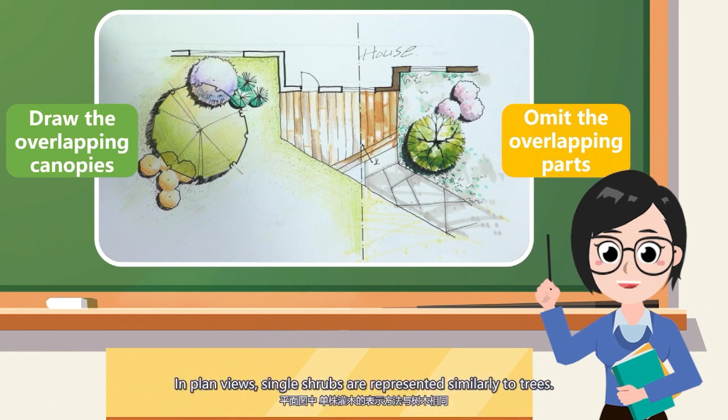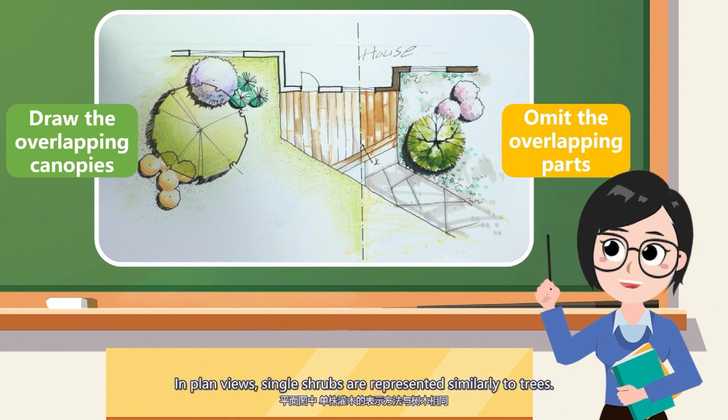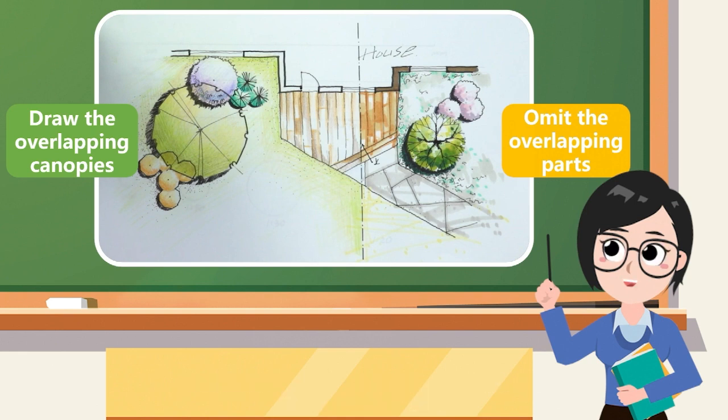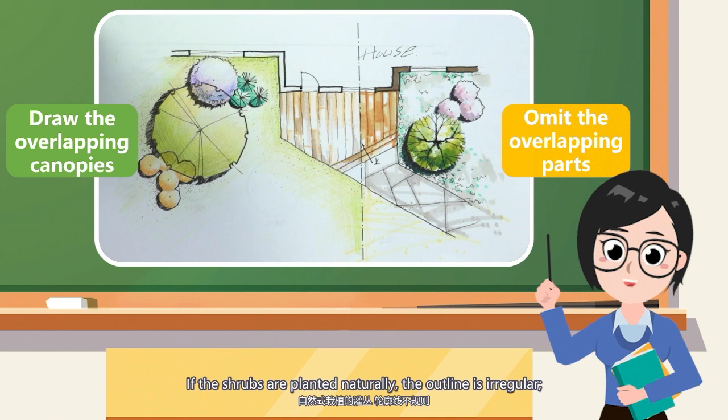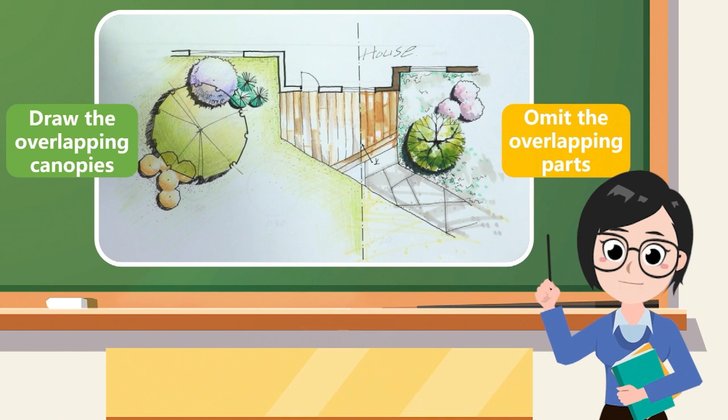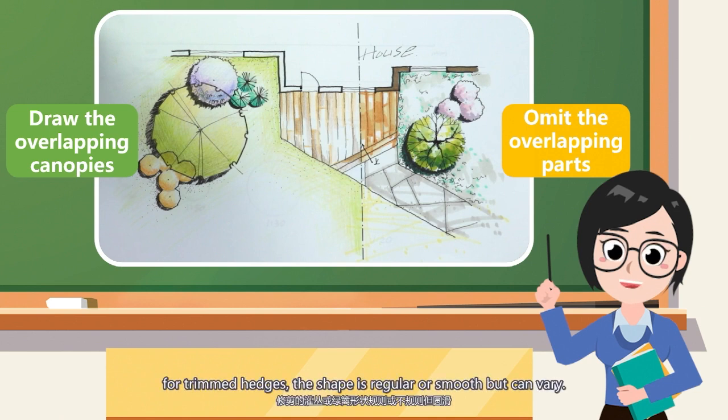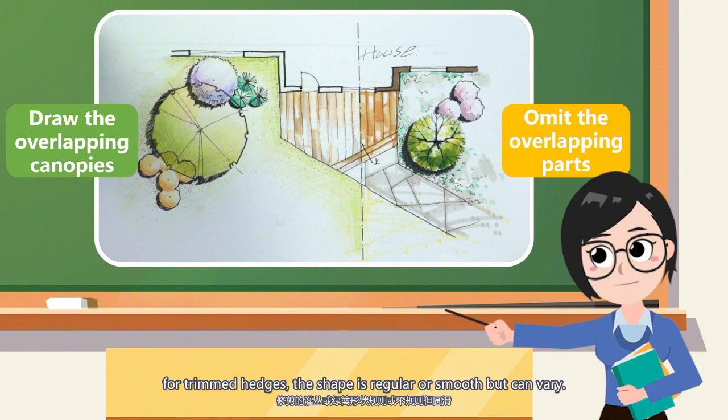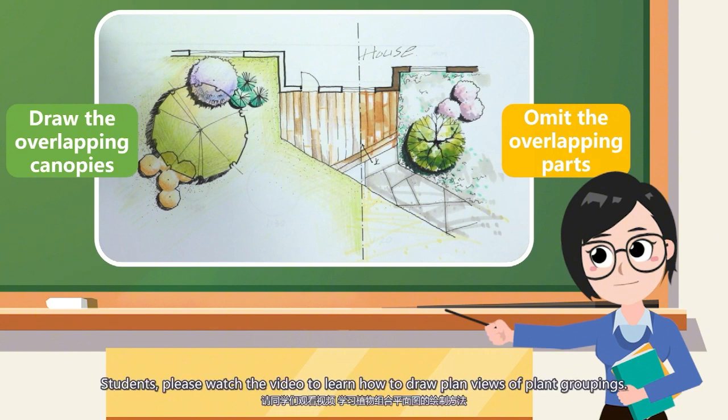In plan views, single shrubs are represented similarly to trees. For clusters, the outline of the plant group can be drawn. If the shrubs are planted naturally, the outline is irregular. For trimmed hedges, the shape is regular or smooth but can vary. Students, please watch the video to learn how to draw plan views of plant groupings.